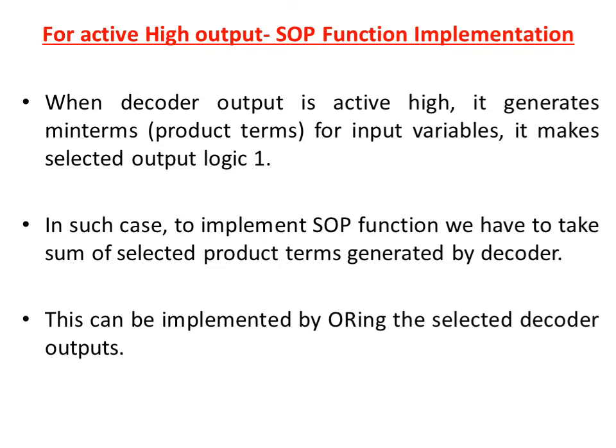When the decoder output is active high, it generates minterms, that is product terms, for the input variables. It makes the selected output logic 1. In such case, to implement SOP function, we have to take the sum of selected product terms generated by the decoder. This can be implemented by ORing the selected decoded outputs.